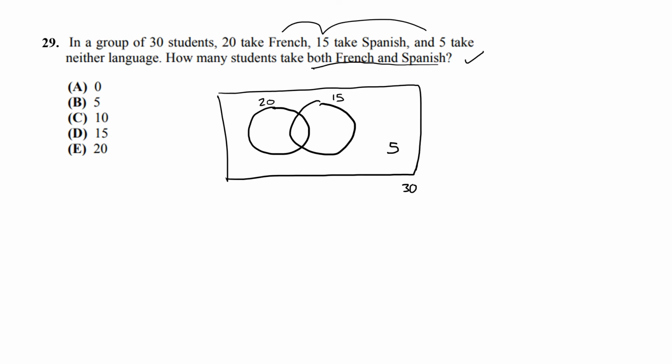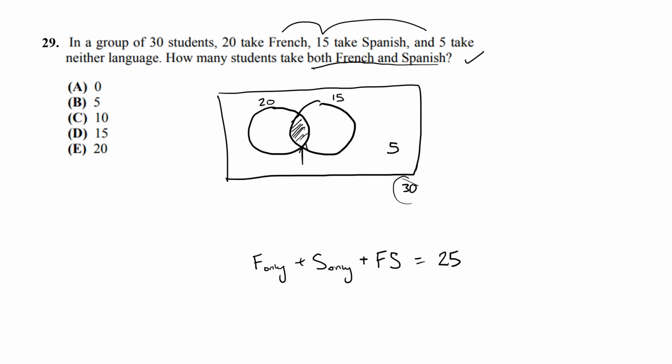If there's 5 taking none and there are 30 total, the students taking languages should total to 25. So that's French only plus Spanish only plus French and Spanish should equal 25. We're being told there's 20 French-taking students, and 15 taking Spanish, but there's some overlap in between.